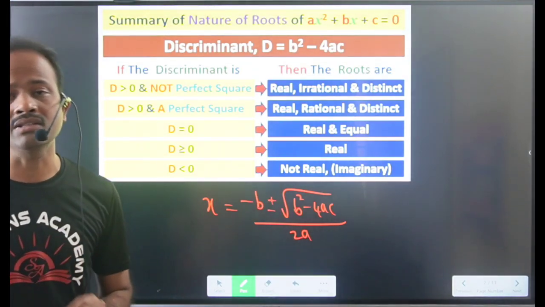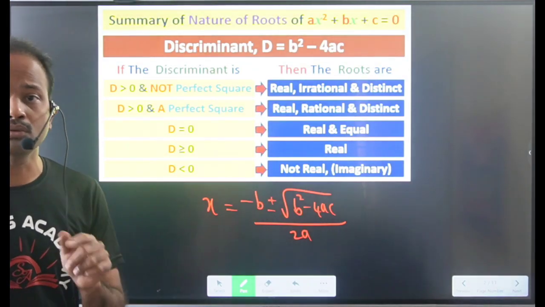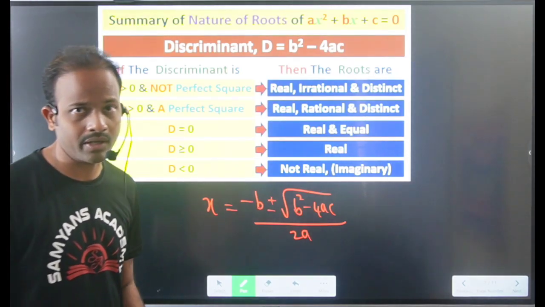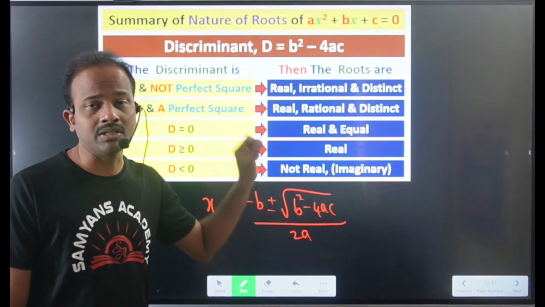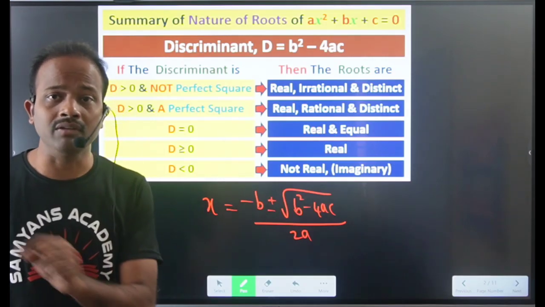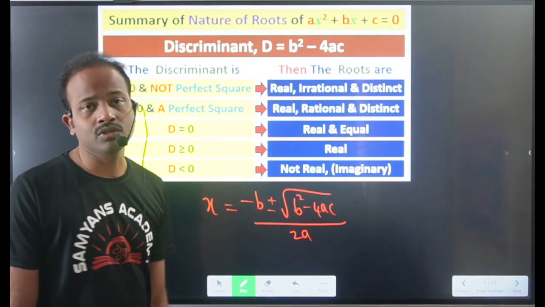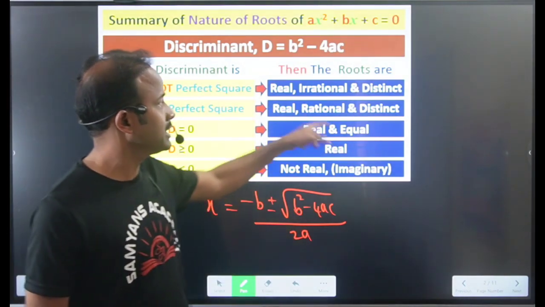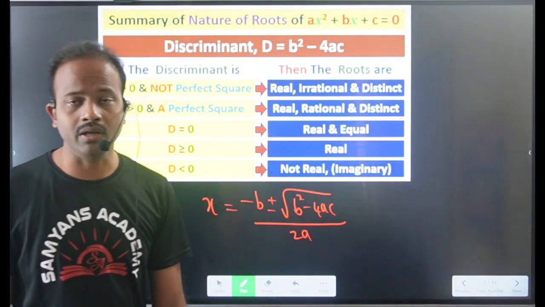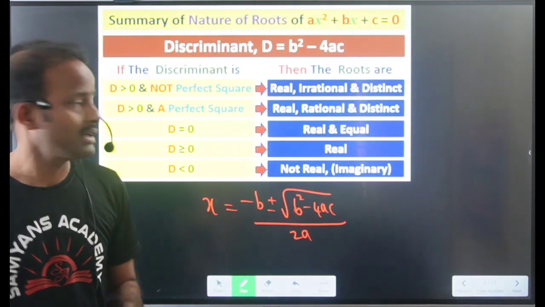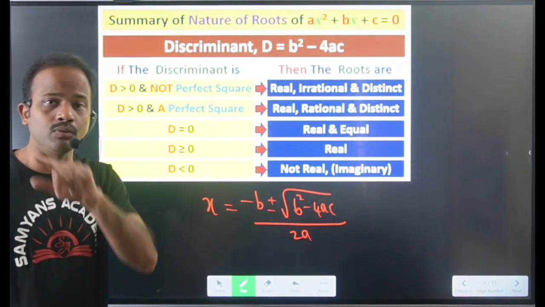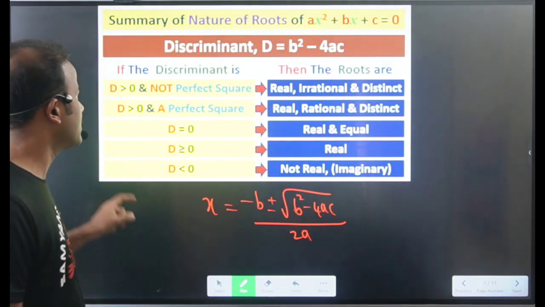You will get irrational numbers like root 3, root 2, root 5. If b square minus 4ac is not a perfect square, then what will you get here? Irrational numbers, and there are two distinct real irrational roots. When will you get rational numbers? Rational means without having a root.